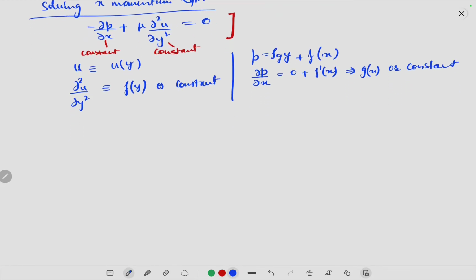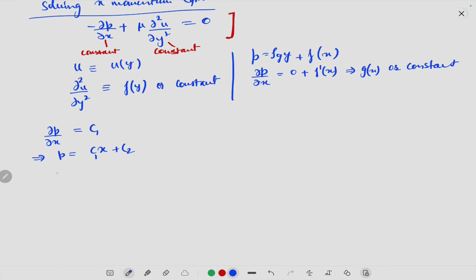All right. So then we can write minus del P by del x is some constant c. This implies, and I can take the negative sign here, and that negative of c will again be another constant c. So I can write del P by del x equal to c. Then, integrating both sides, I can write p equal to c1x plus c2.